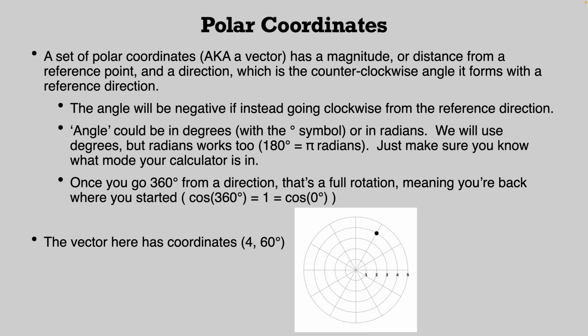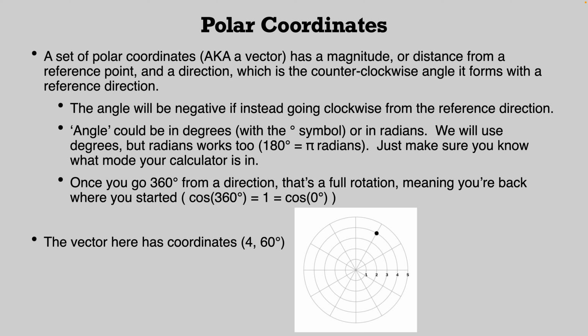And this angle could be in degrees, with the degree symbol, or in radians. We're going to use degrees here because I think that's easier to understand, but radians also work. The important thing to note is that 180 degrees is equal to pi radians. And another important thing, when you're plugging this into a calculator, is to make sure you know what mode your calculator is in, because it has a degrees and a radian mode. So definitely check on that before you plug any numbers in.